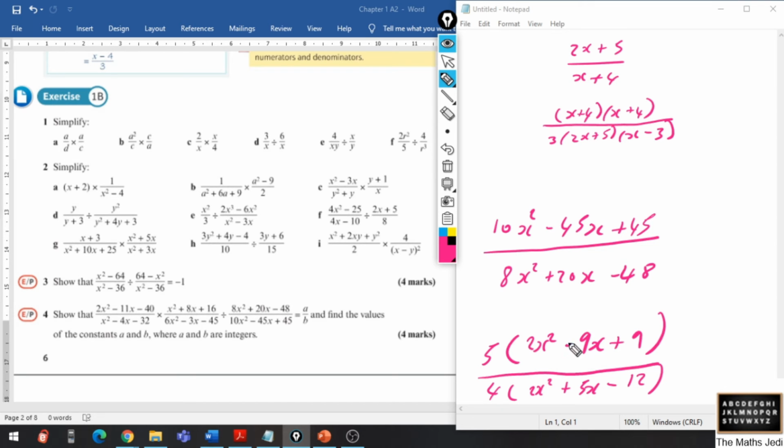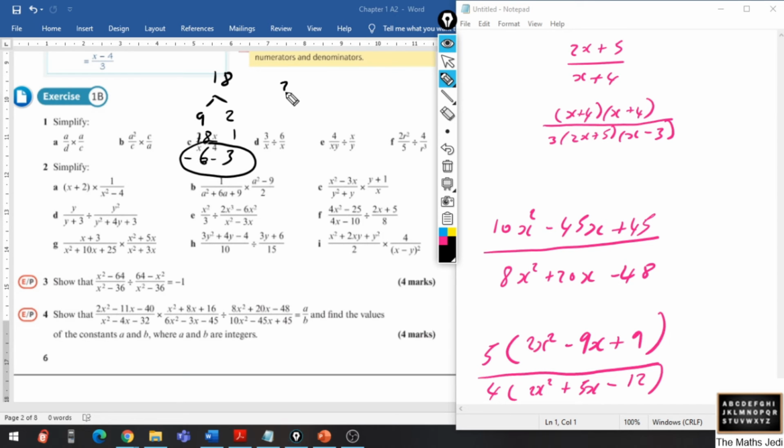And again, now I'm looking for factorisation of this and factorisation of this. So we'll do the top one first. So 2 times 9 is 18. I'm looking for factors of 18. So 9 and 2, 18 and 1, 6 and 3. And it's minus 6 and minus 3 that is the pair that we need.